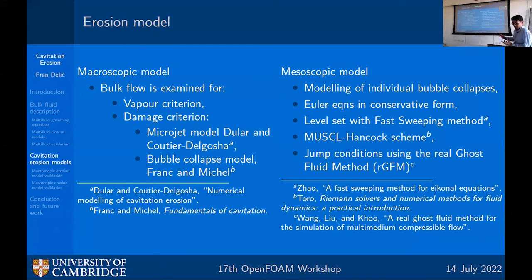Another option are so-called mesoscopic models, in which individual bubble collapses are modeled, and equations are solved in the conservative form. A level set is used with a fast sweeping method from, I believe, Zhao, a Messel-Hancock scheme is implemented, and jump conditions are implemented using the real ghost fluid method and applied again using a fast sweeping method.